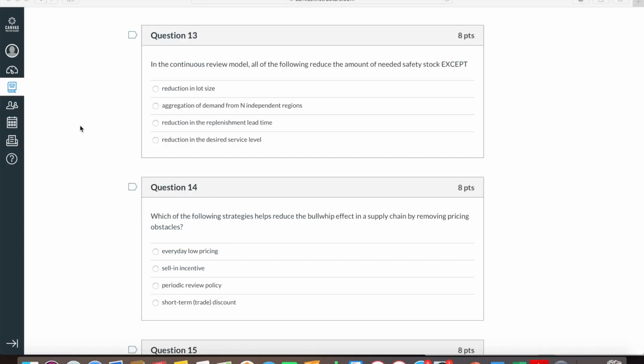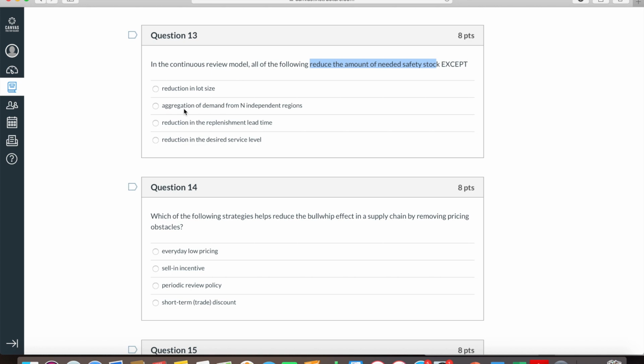Question 13. In the continuous review model, all the following reduce the amount of needed safety stock except. So which of the following do reduce the amount of safety stock? Let's look at that first. If you reduce the lot size, does that decrease the safety stock? Well, no, that's actually the opposite. But let's look at the other options first.